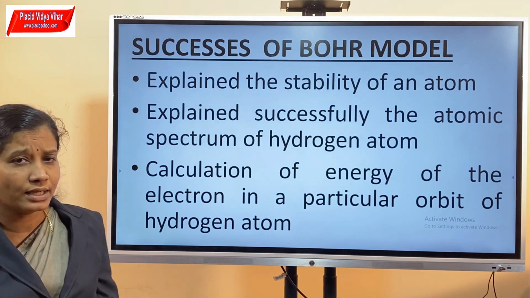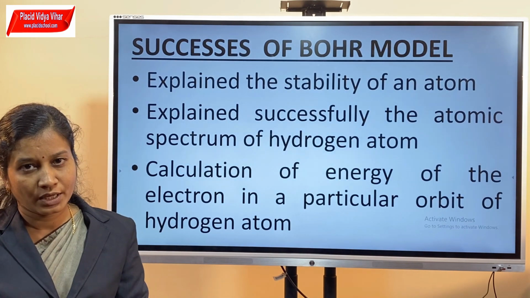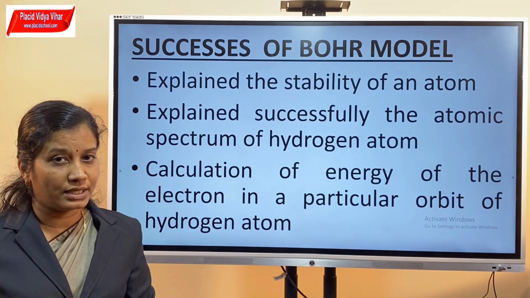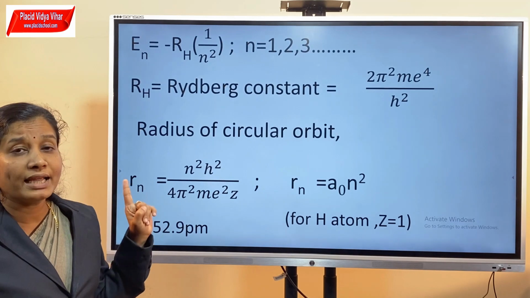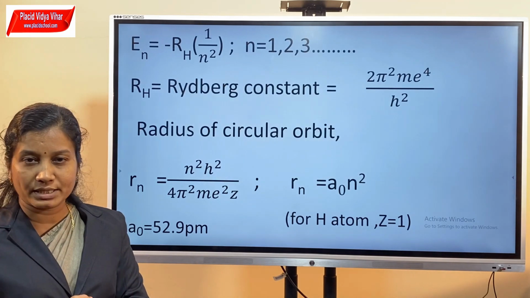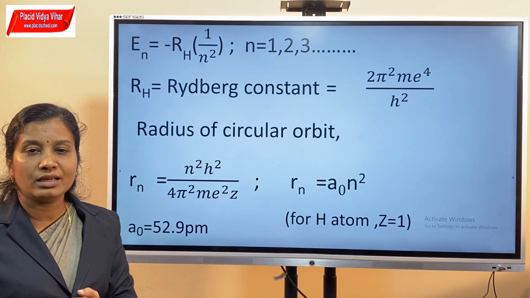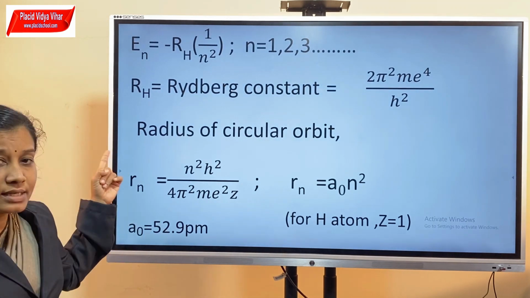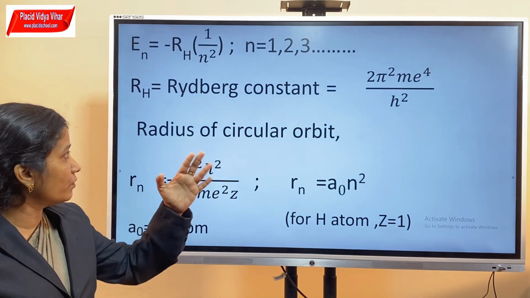Then the third one, calculation of energy of the electron in a particular orbit of hydrogen atom. So we can find out the energy as well as radius of the orbit by using one equation, and that is En is equal to minus RH into 1 by n square. En means energy of the nth orbit. Then RH is the Rydberg's constant. n can have values 1, 2, 3, 4, etc., based on the energy levels.